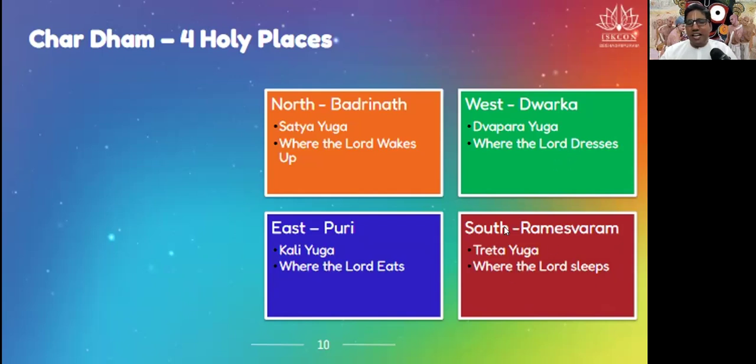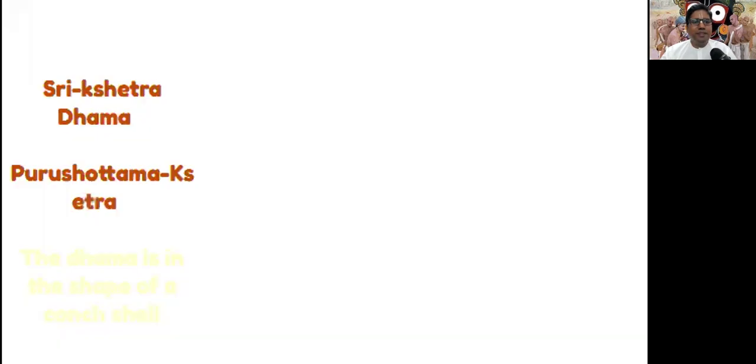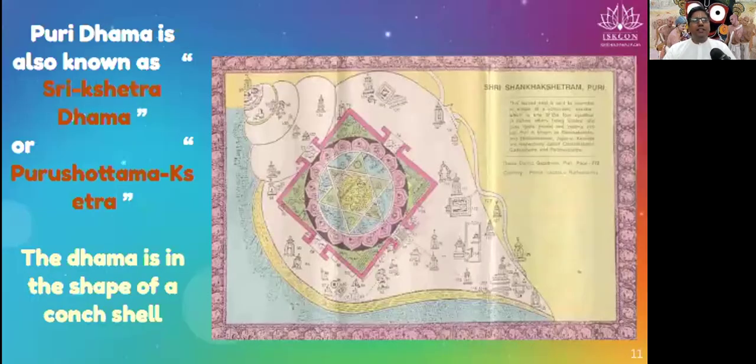So the south is Rameshwaram. So it's in the Treta Yuga. Very important for Treta Yuga. This is where the Lord sleeps. Okay. All right. So let us see this.